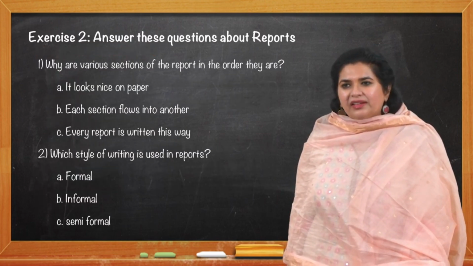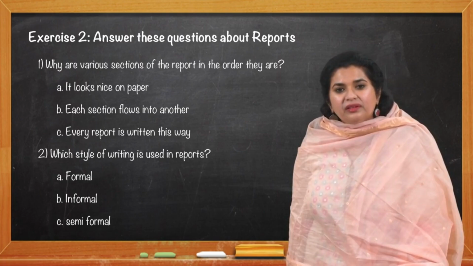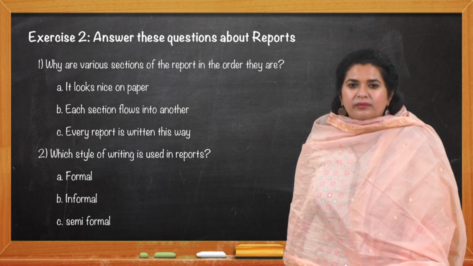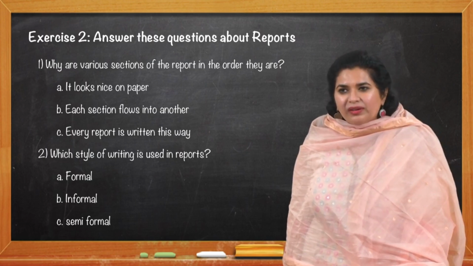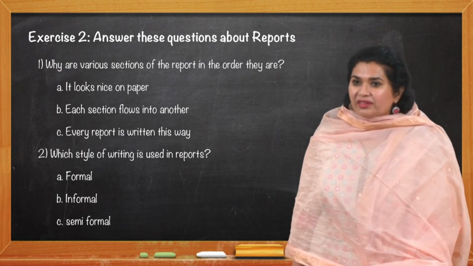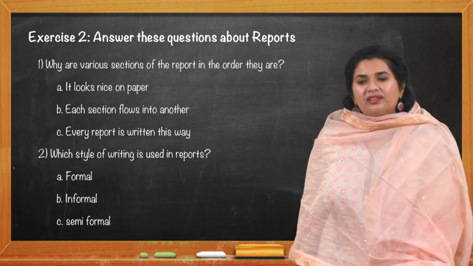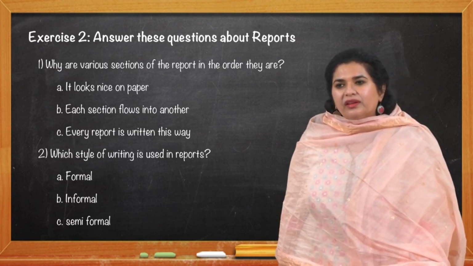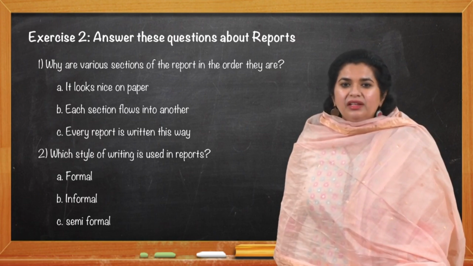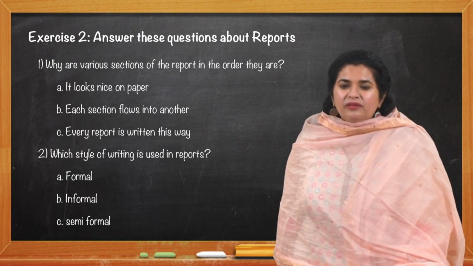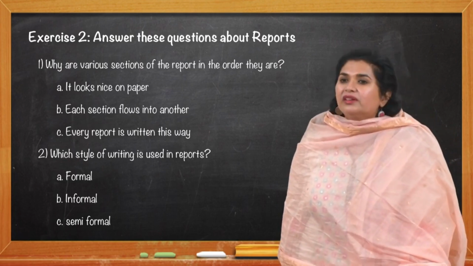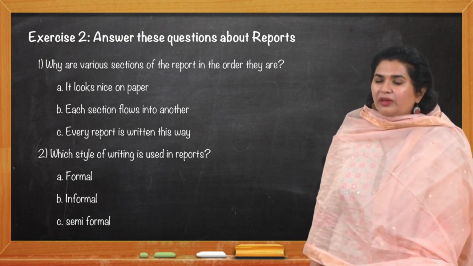Now, this is the second exercise. Look at it. Answer these questions about report writing. Why are various sections of the report in the order they are? We have been doing quite a lot of report writing. The question is, sections of the report are in a particular order. Is it because it looks nice? Does each section flow into another? Is every report written this way? And which style of writing is used in reports? Formal or informal or semi-formal?